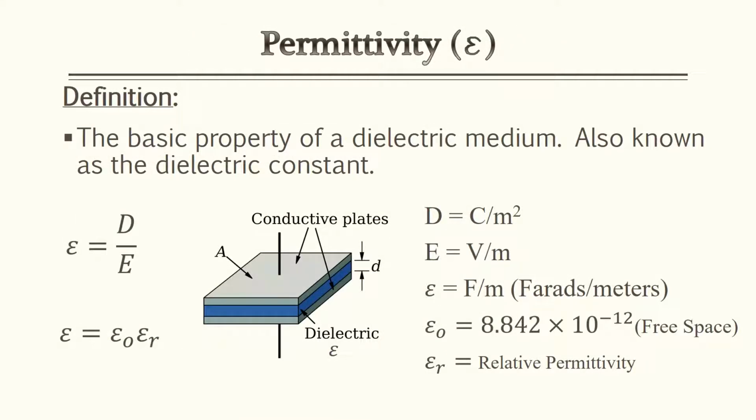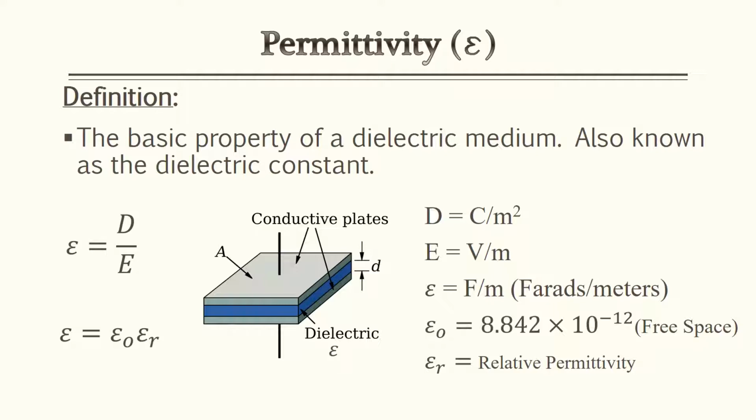Now the meat and potatoes for this lesson, permittivity. What is permittivity? It's the basic property of the dielectric medium, also known as the dielectric constant. So what does this mean to you? Well, if you look at the illustration below, I have two conductive plates with a blue area in between them. Well, that blue area is your medium. Your blue area could be just free air, plastic, wood, even rock. It all depends what they have for that particular problem.